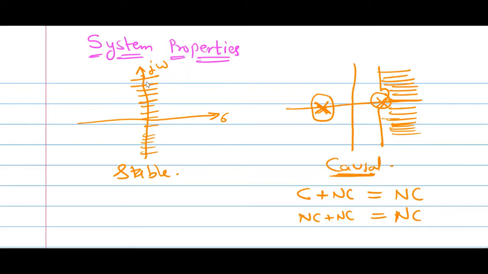If ROC crosses the j omega axis, then only it is stable. For stability, you must think about this j omega axis, whether ROC is crossing the j omega axis or not. If it crosses the j omega axis, then it is stable.